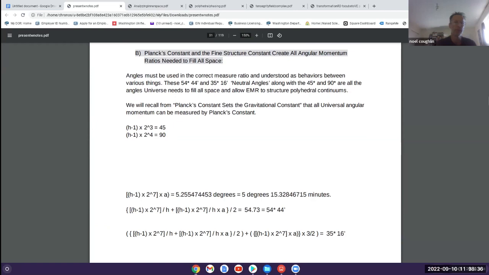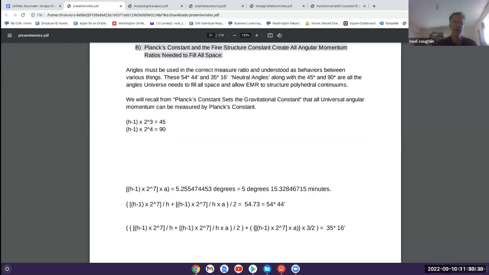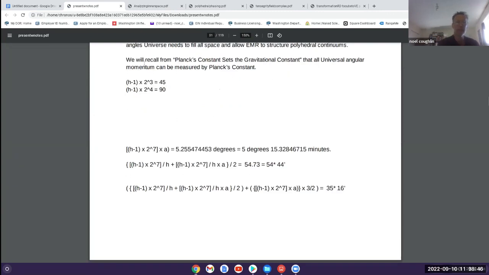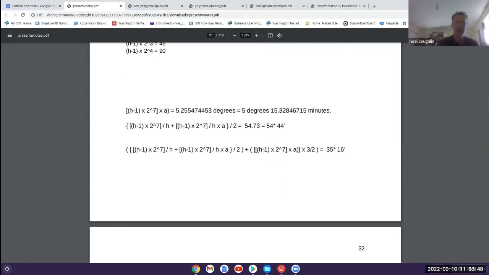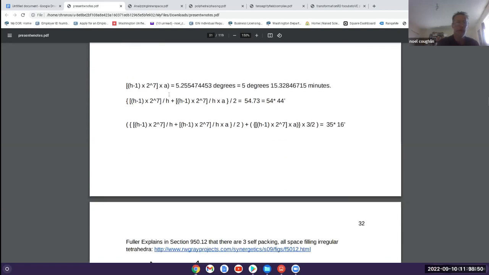We will recall from Planck's constant sets the gravitational constant that all universal angular momentum can be measured by Planck's constant. For instance, the 45 and the 90 degrees are there. I don't think I meant to leave that into this lecture, but no worries. I think this looks like notes. You'll notice then that we've got the 45 degrees, the 54 degrees, and the 35 degrees all ratioing to Planck's constant and the fine structure constant.